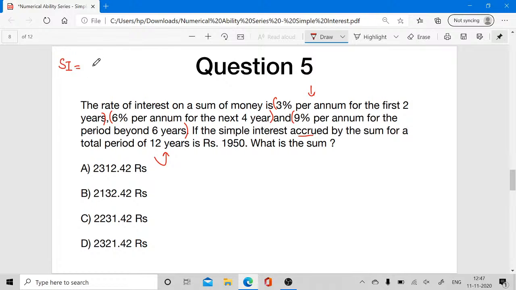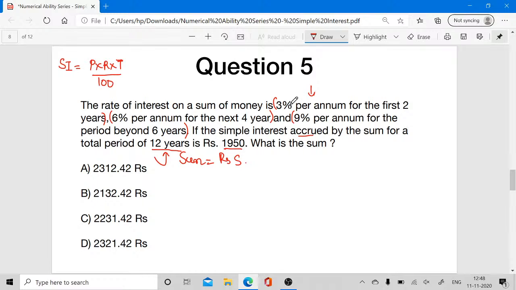All simple interest problems undergo this same formula itself, right? In one formula, all simple interest problems get solved, right? So this is very easy. I will tell you how to calculate this. Sum is equal to rupees S, right? Okay, so total period of 12 years is 9050.